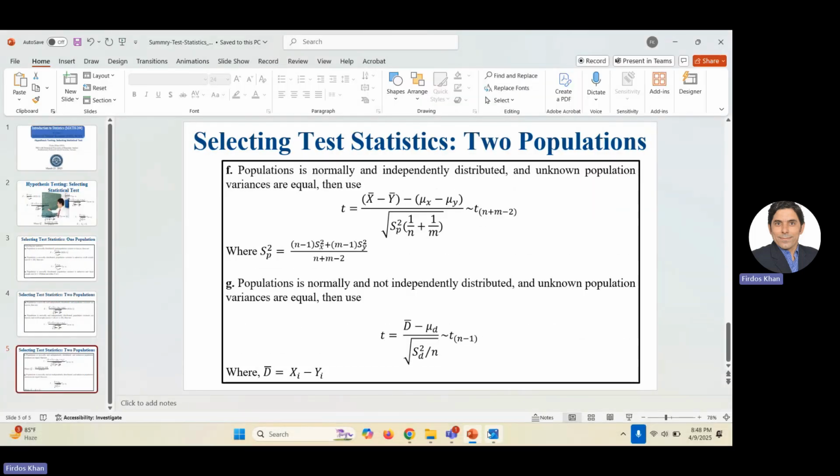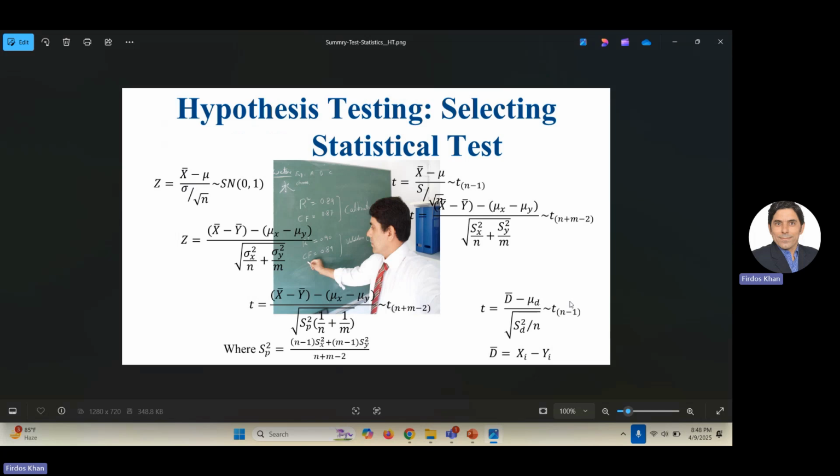Okay, so this is all about how we can select a test statistic while testing a hypothesis about a single population mean and about two population means.